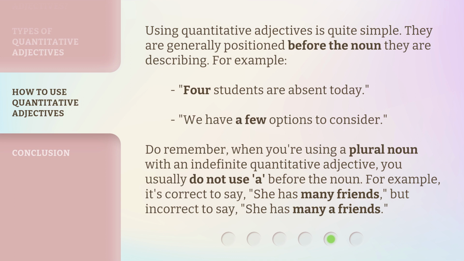Do remember, when you're using a plural noun with an indefinite quantitative adjective, you usually do not use a before the noun. For example, it's correct to say, she has many friends, but incorrect to say, she has a many friends.